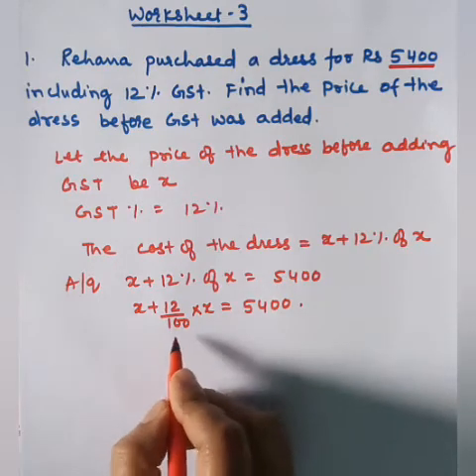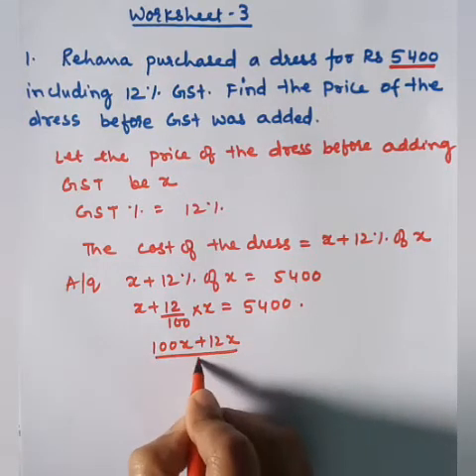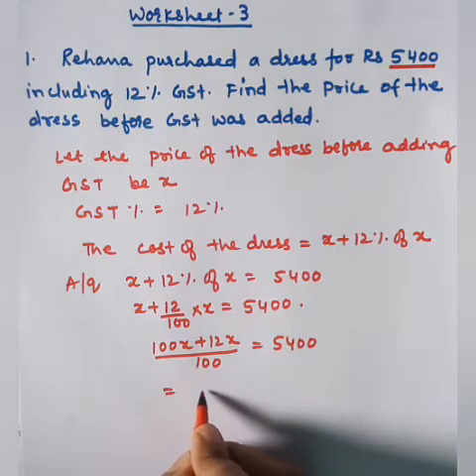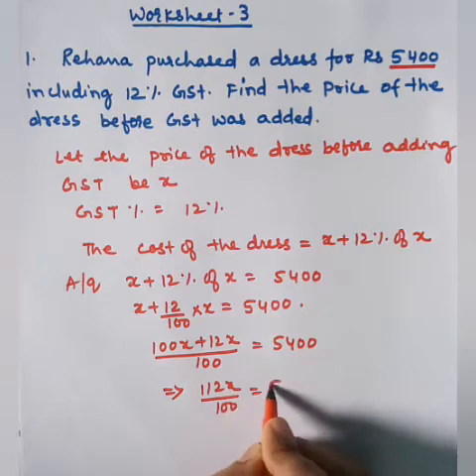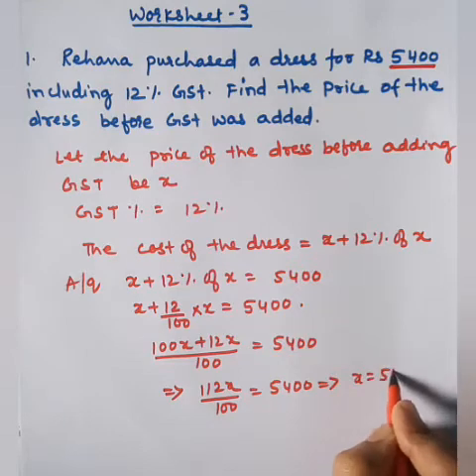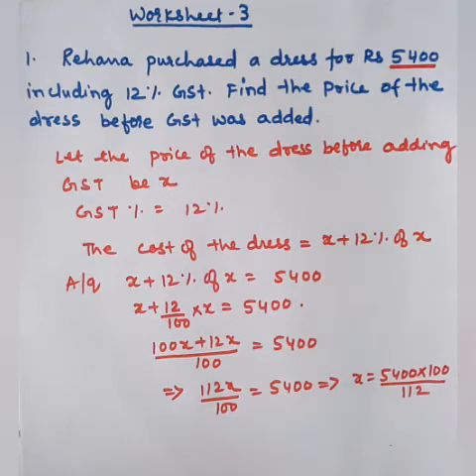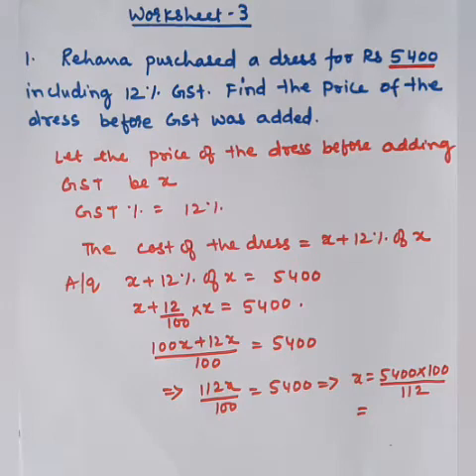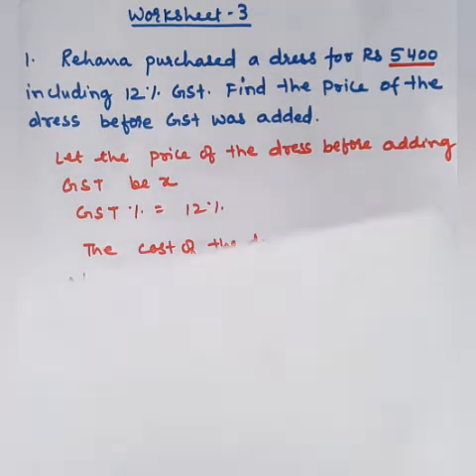Now if you find out the LCM, what will happen? 100x plus 12x by 100 will give you 5400. So this is equal to 112x. This implies 112x by 100 is equal to 5400. Okay. This means x will be equal to 5400 multiplied by 100 divided by 112. Let us see what is the value of this particular numerical expression, 5400 into 100 by 112.